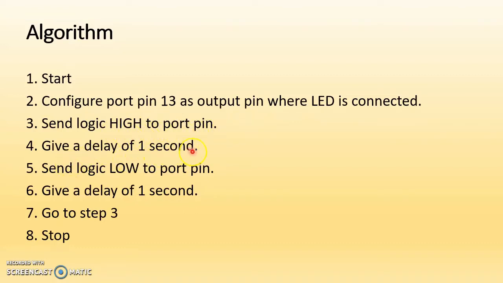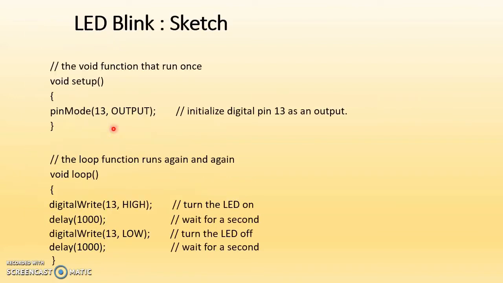Then give a delay of 1 second. So we are writing this algorithm for LED blinking, and this LED will be on for 1 second. Then again the LED will get low, that is, the LED will be off for 1 second. Give the delay of 1 second, and then go to step 3. So this will run again and again. The LED will be on for 1 second and off for 1 second. So this is the algorithm for LED blinking.